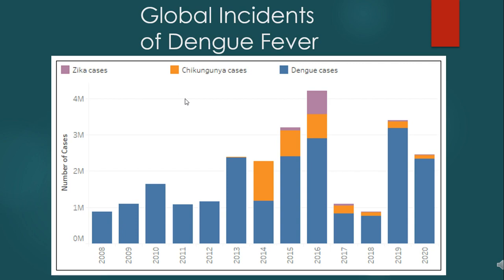In 2017 to 2018, it decreased to just under a million. In 2019, it spiked to its highest peak, over 3 million. In 2020, there were over 2.5 million. In 2021, there were about 1.4 million cases, and in 2022, there are about 2.9 million confirmed cases.